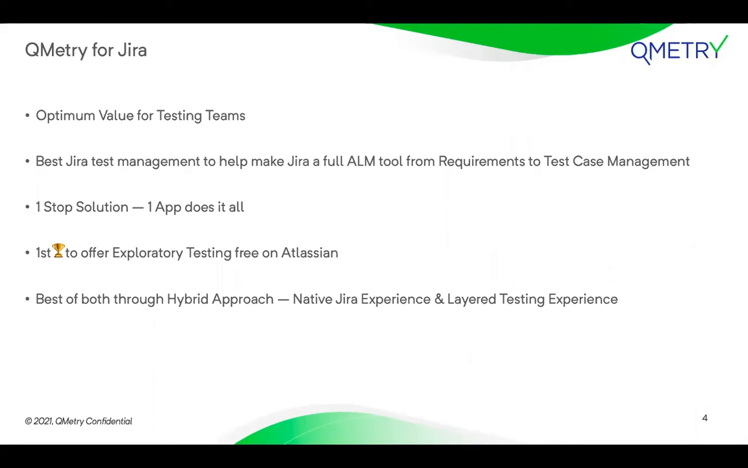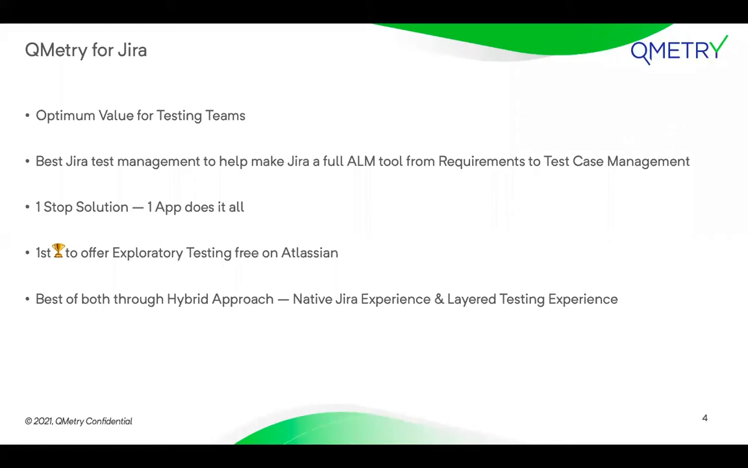If you look at the peers, there are multiple apps that provide you this capability, whereas QMetry for Jira is a one-stop solution. It offers all the capabilities from testing, authoring, automation, ad hoc or exploratory testing, integrations with tools across the DevOps pipeline, all in one app itself.